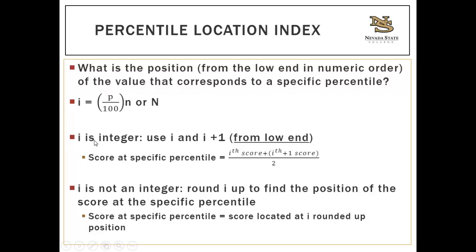Now, if you calculate i and you end up with a whole number, or an integer, then you're looking for the score at the position identified by i and the score right above it from the low end. So to find out what is the actual score at that percentile, you take the score at the ith position, and then you add it to that score that's right above it, and then you divide it by 2. So you're essentially finding the average, or the mean, of those two scores. Now, if you calculate i and you get a decimal, or a non-whole number, or a non-integer, then you just round that value up to the next whole number, and that tells you the position of the score at that specific percentile.